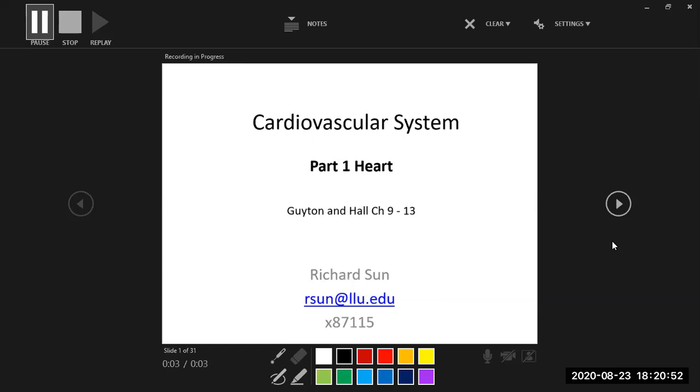Okay, so this one is the cardiovascular system. We will first talk about the heart. The cardiovascular system includes cardio, which is the heart, and vascular, which is the vessels. So we will first talk about the heart portion, and then the next one we will talk about the vascular system, and then we will talk about regulation of the circulation as well as the blood pressure.